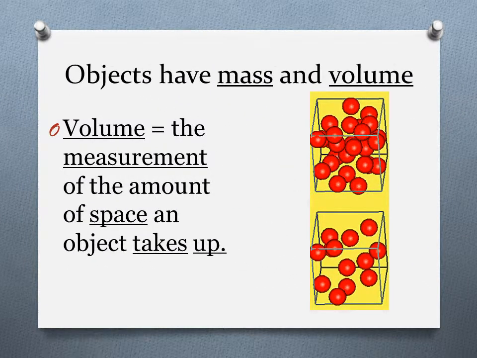Objects have mass and volume. Now we're going to talk about volume. Volume is the measurement of the amount of space an object takes up. Here we have two different shapes, and this one has more volume because there are more objects in it that take up the space. Volume is how much space is taken up by an object. Just like if you had a cup of water, the volume is the water.